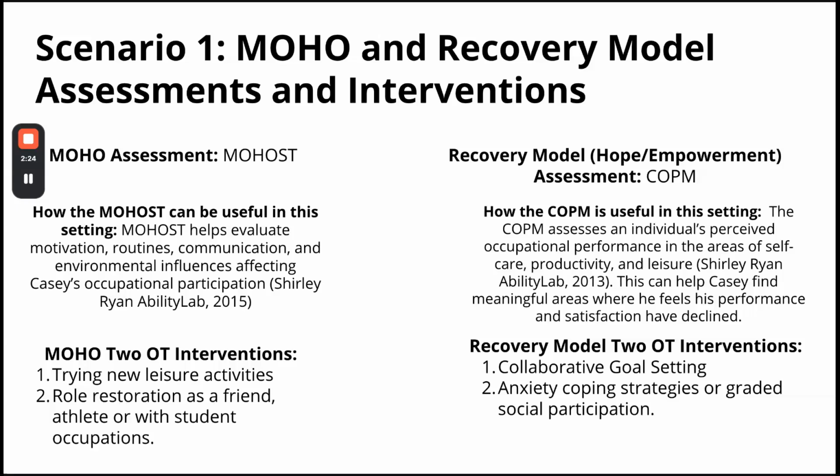The next assessment, for the recovery model, hope and empowerment, I chose the COPM, the Canadian Occupational Performance Measure. The COPM assesses an individual's perceived occupational performance in the areas of self-care, productivity, and leisure. This can help Casey find meaningful areas where he feels his performance and satisfaction have declined. For the recovery model, the two OT interventions I included were collaborative goal setting and anxiety coping strategies or graded social participation.